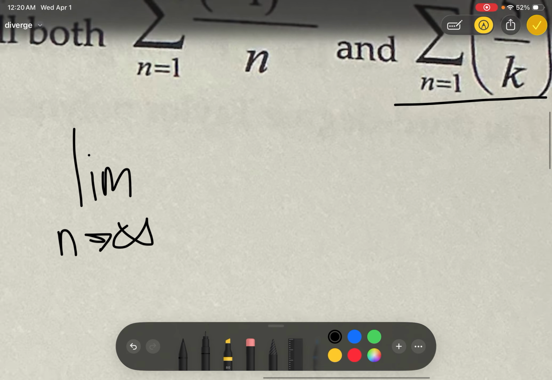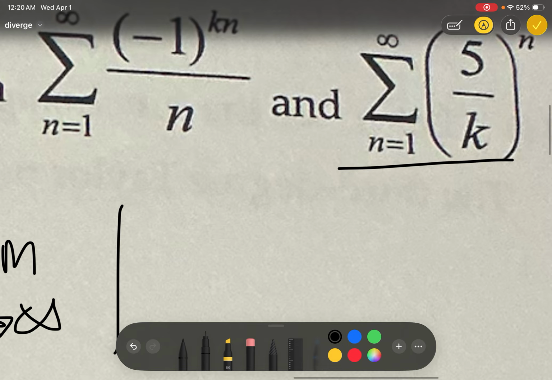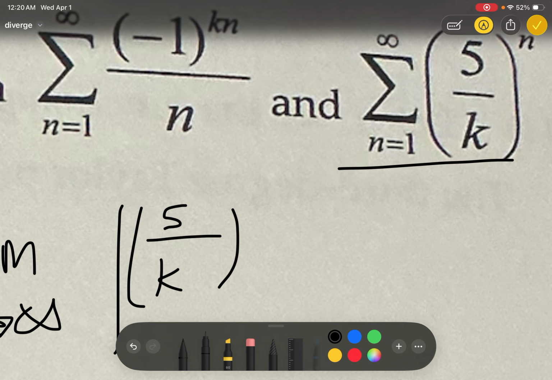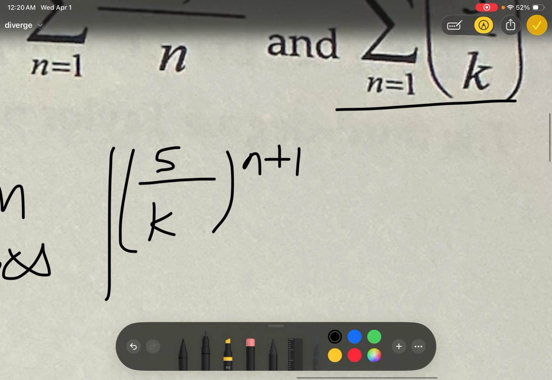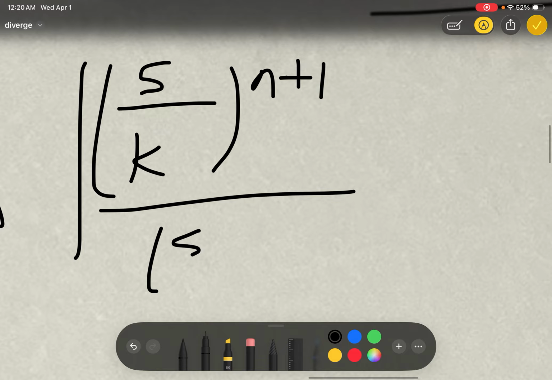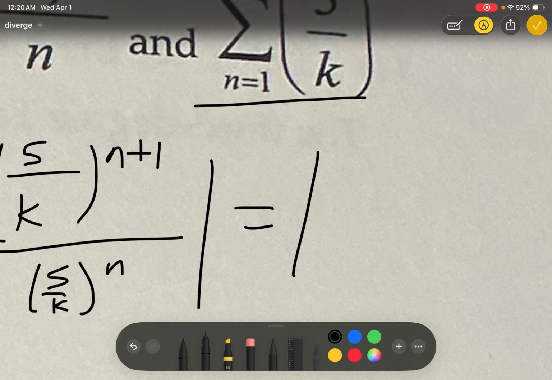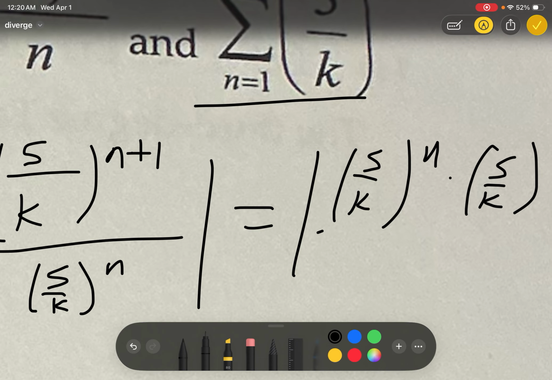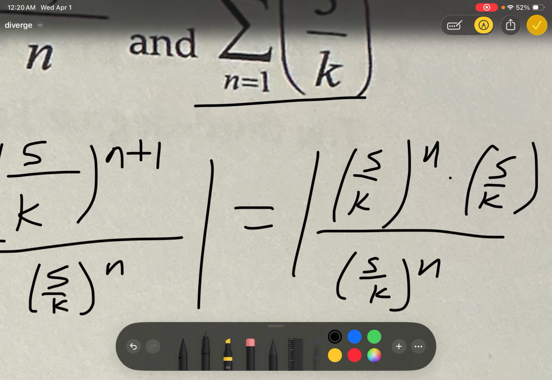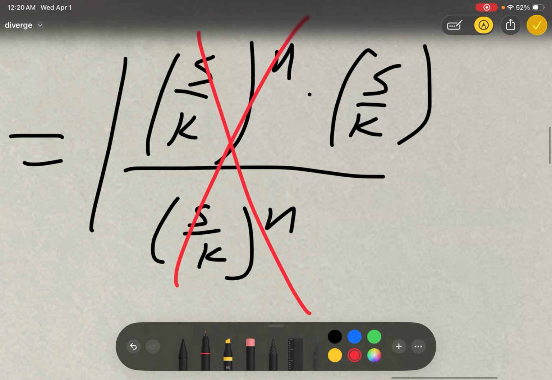Okay? The limit as n is approaching infinity. I'm not going to rewrite the formula, we just did it. 5 over k times n plus 1 over 5 over k times n. Now this can be simplified as 5 over k times n times k over 5 over k times n. These two cancel out. We are left with 5 over k.